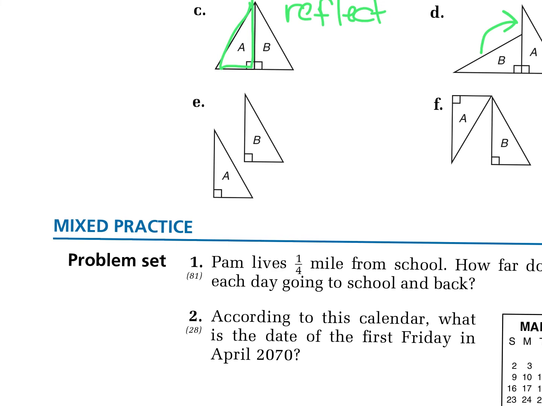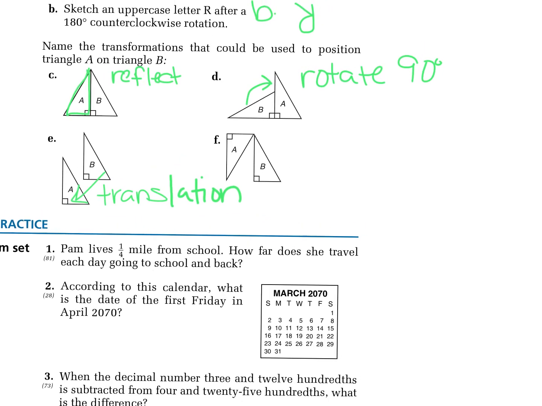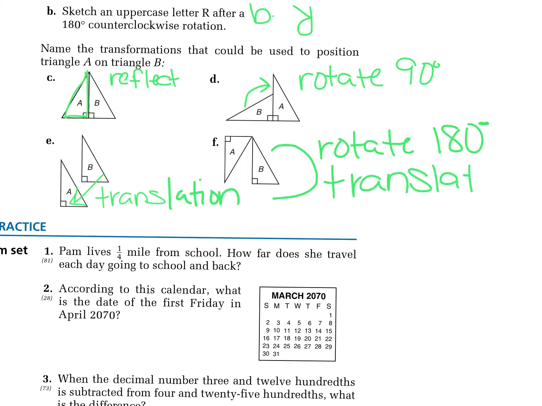For E, you would have to slide it. Let me go make sure I get the vocab word. Translation. Slide it over. And for F, it looks like I would have to rotate it 180 degrees. And then translate it, move it up to the A. Translation.